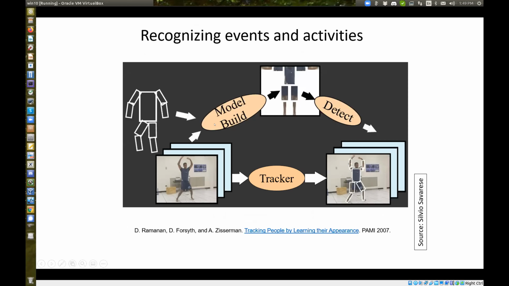And this is another example, trying to track not just a rigid object, but maybe a more morphable object, for example a person, and then you can check individual components, like parts of the person, and then find the pose and so on.